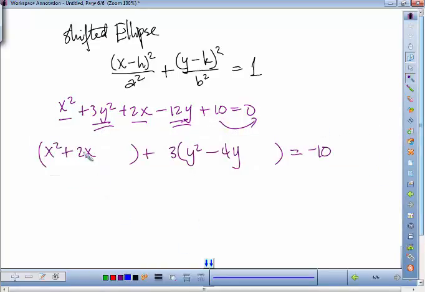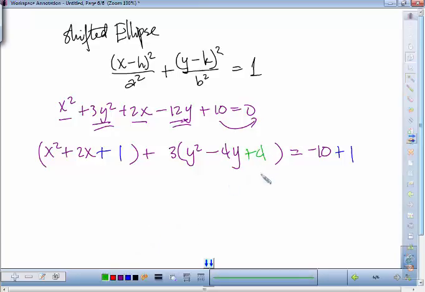All right, what are some of the magic numbers here? This is going to be 1. Half of 2 is 1, squared is 1. So you add 1 on one side, you're going to add 1 on the other side. The next number is 4. 4 divided by 2 is 2. You square that, you get 4. So you add 4 to both sides. Well, you're adding 4 inside here multiplied by 3, so you're really adding 12, right? And so I'll add 12 to the other side as well.